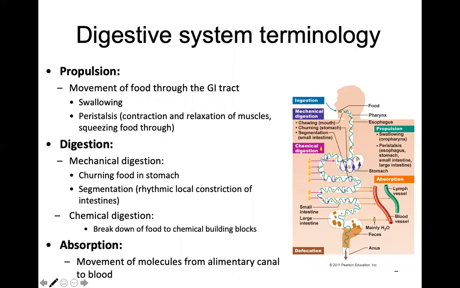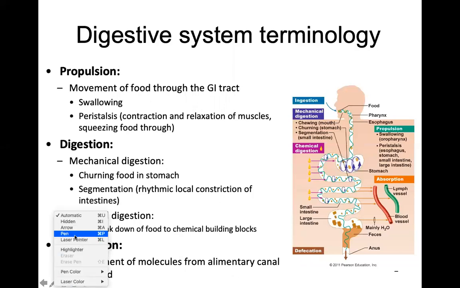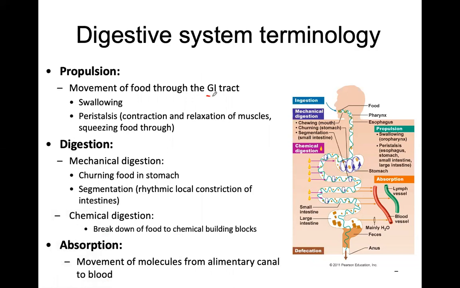FYI, if you do see the word GI from this point on, that implies gastrointestinal. Gastro implies your stomach, intestinal is your intestines, large and small. Now, the act of propulsion is divided into swallowing, which is basically you put your food in your mouth, chew it, and you swallow it. And then the more, I guess, involuntary portion of the propulsion is a process called peristalsis.